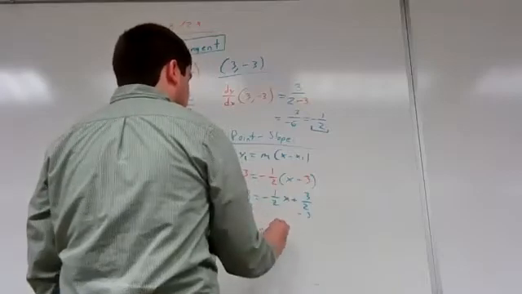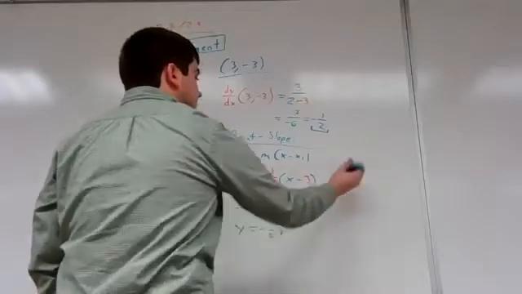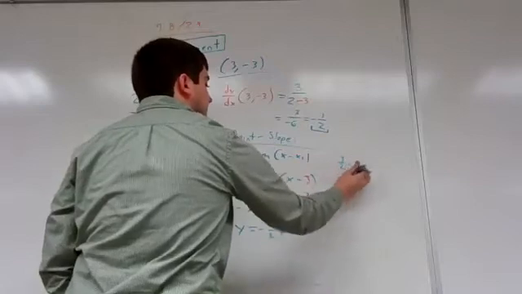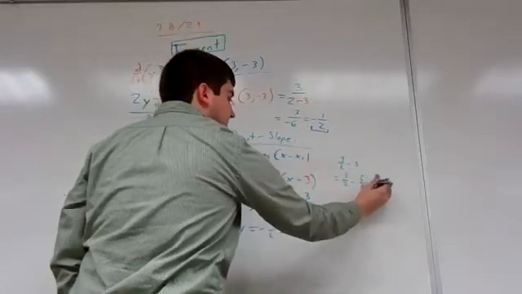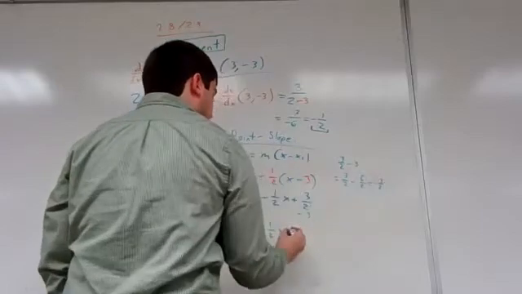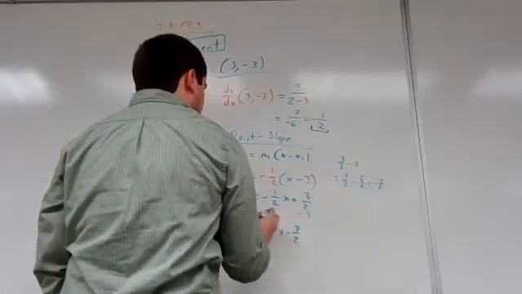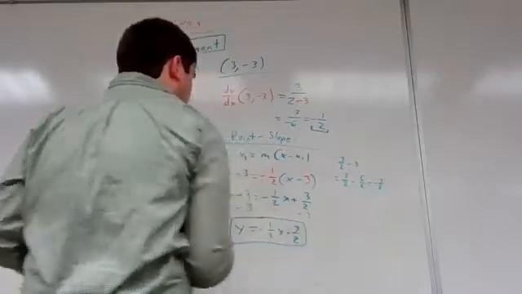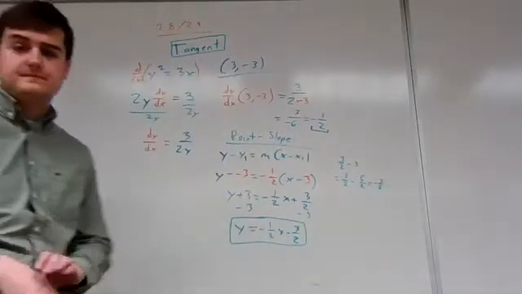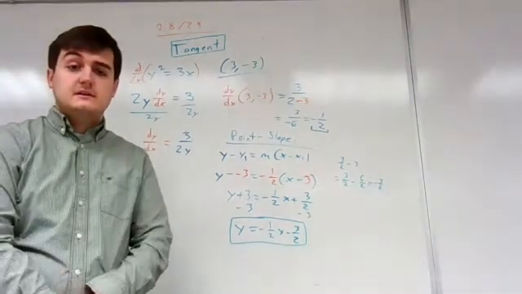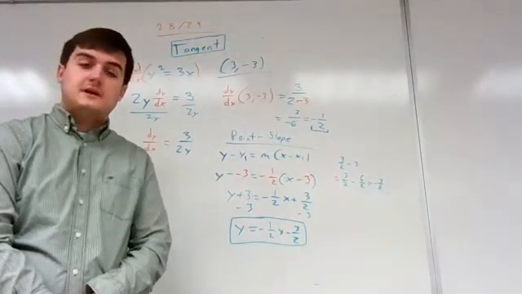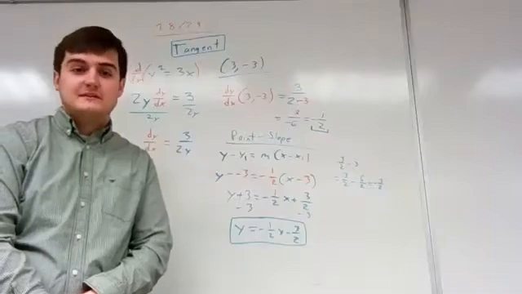negative 1/2 x plus 3/2 minus 3. What is 3/2 minus 3? Well, this is the same thing as 3/2 minus 6/2, which is negative 3. So we get negative 1/2 x minus 3 as our final result. Okay, cool. So that is the tangent line. How do I get the normal line?